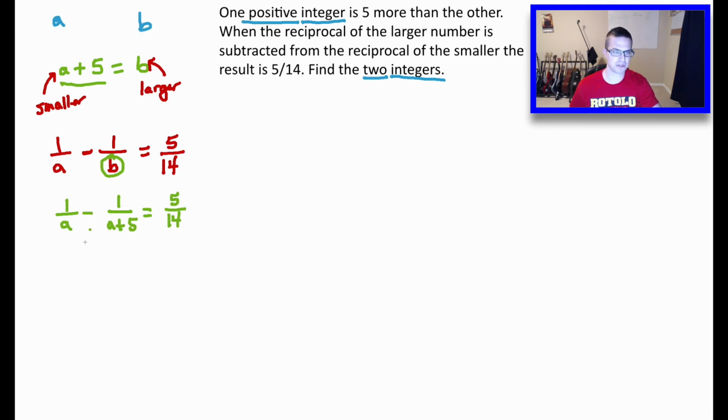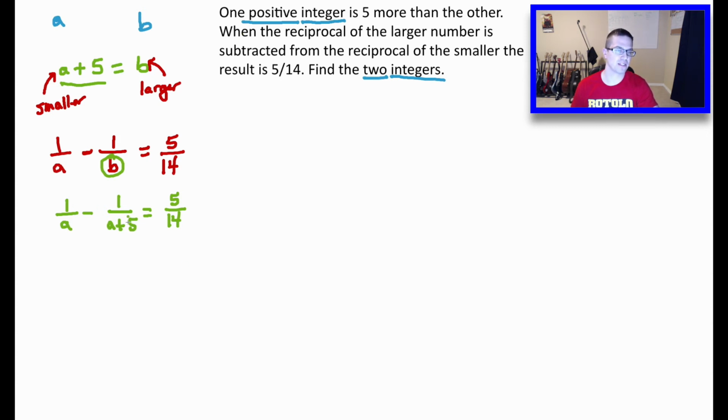Okay, so that's what we're essentially going to do. We're going to solve for A here, add 5 to it, and then get B. You have to remember that they both have to be positive integers. So at the end, if we get a negative number, we have to throw those out because you can only have a positive integer for the answer to this problem. So let's start solving this problem right here.